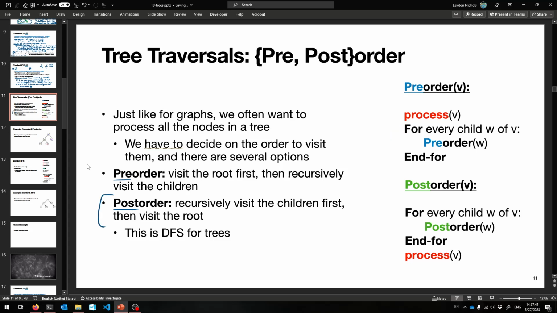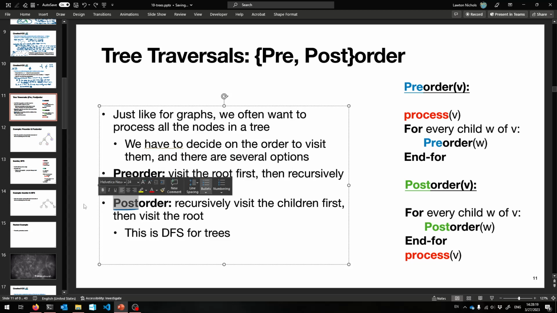Post-order, I think that's the more similar one to DFS for graphs. If you do post-order on a tree, it's visit your children first recursively and then visit the root. So the processing is after rather than before. So it's recursively post-order every child of yours and then process yourself. So that's what post-order is all about. And let me show you what's going on here with all of those. But pre and post is all about in which order do you visit the root. Pre means root first, then children recursively. Post means children first recursively, then visit yourself.